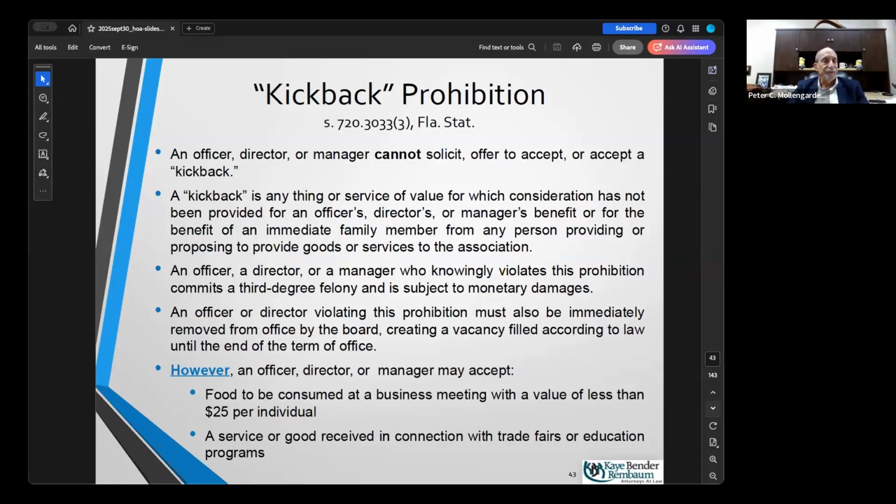No kickbacks. And this should be obvious, that you can't take kickbacks, but we'll go over it quickly. A director, officer, or manager cannot solicit, offer to accept, or accept a kickback. What is a kickback? It's anything or service of value for which consideration has not been provided for an officer's, director's, or manager's benefit, or for the benefit of an immediate family member from any person providing or proposing to provide goods or services to the association.